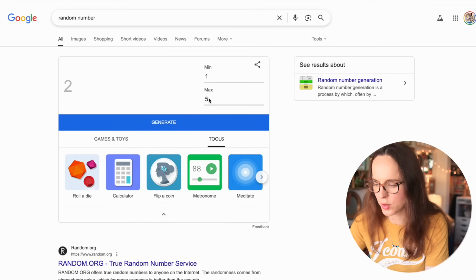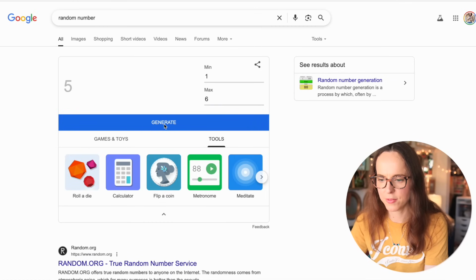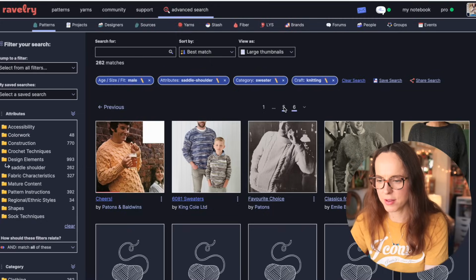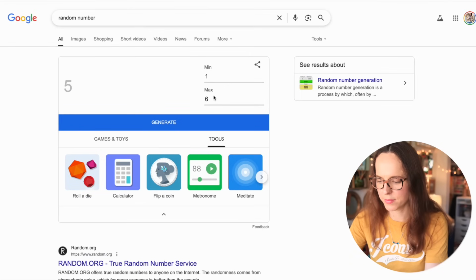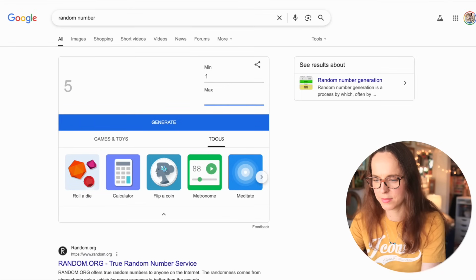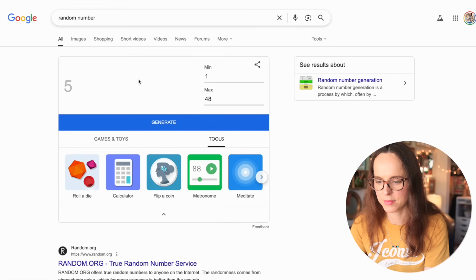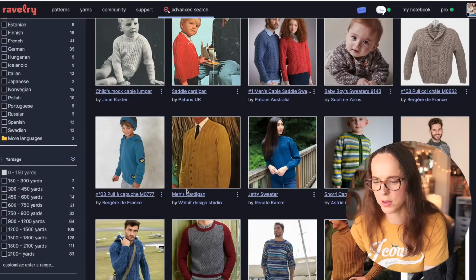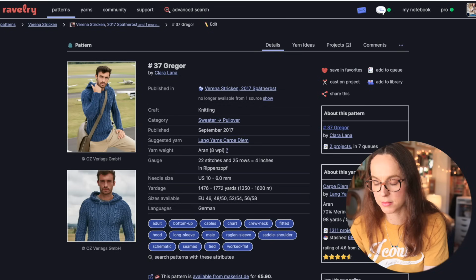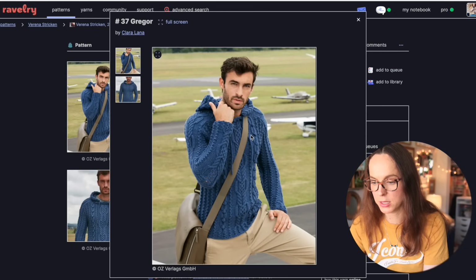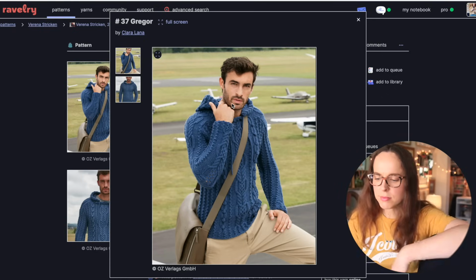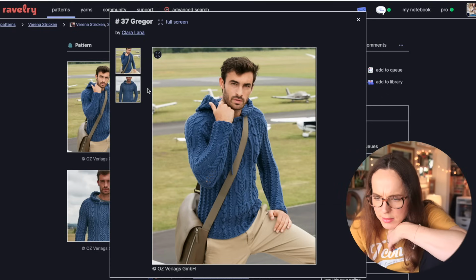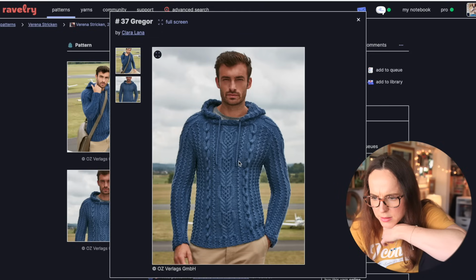We're going to do 1 through 6, page 5, 1 through 48. 26. Well, hello. This is hooded. Okay, this is pretty. This is by Clara Lana.